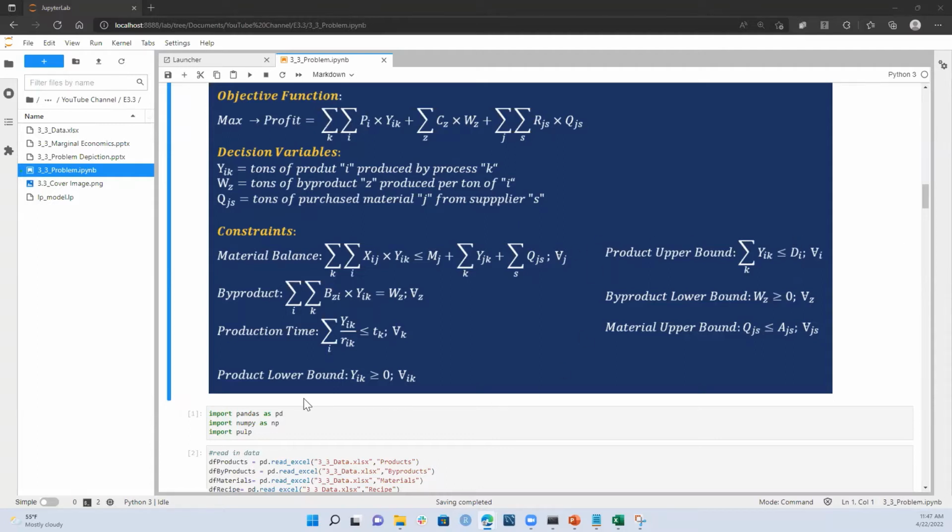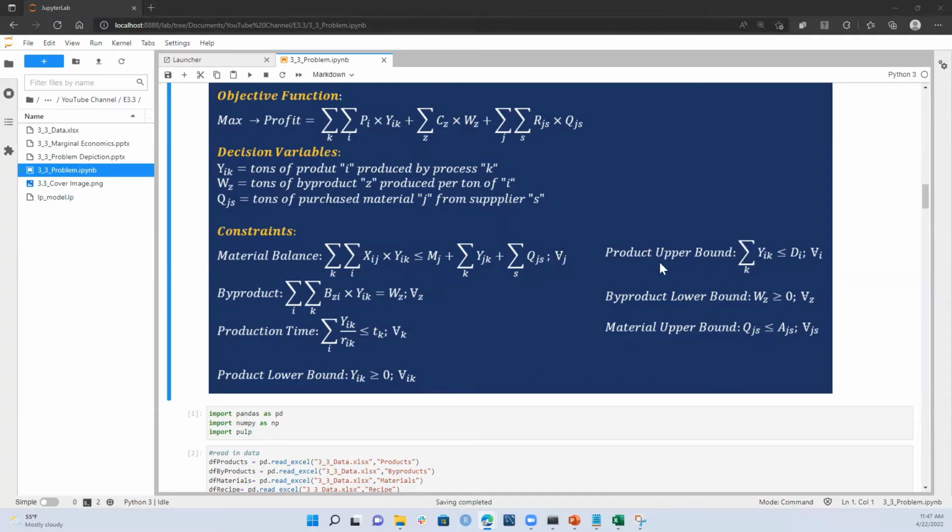So the next constraint to talk about is the product lower bound. This is simply a non-negative constraint. We know that we cannot produce any negative amounts of product I on any of our machines. So Y sub IK has to be greater than or equal to 0 for all combinations of I and K. So again, we do that for each IK.